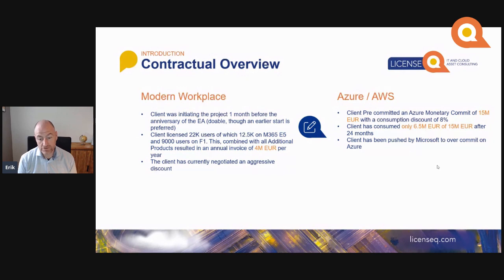Very difficult case also because the customer only consumed 6.5 million euros of the 15 they have contracted. So they had to do a very tough conversation with Microsoft on how to cope with the remainder of that. And that's still in progress as we speak. So we hope that will turn out right for the client.